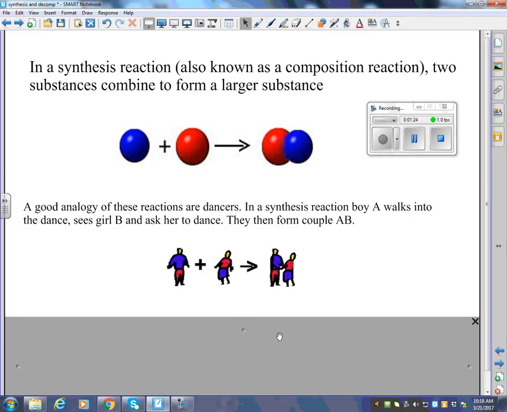If you want to think about humans, a good analogy, these are dancers. In this synthesis reaction, boy A walks into the dance, sees girl B and asks her to dance, and they form a couple, AB. Aren't they cute? Okay, so composition or synthesis means to put together.